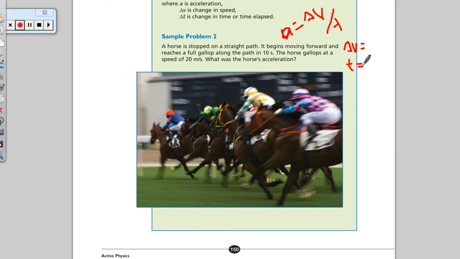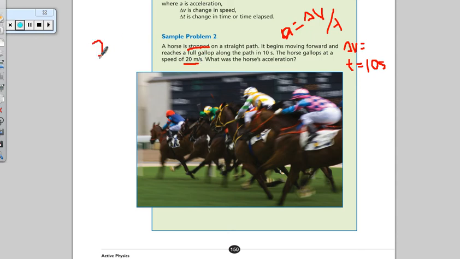So let's read the sentence here. It says it begins moving forward, is stopped on a straight path. Okay, so we know it starts at 0 if it's stopped. Begins moving forward and reaches a full gallop along the path in 10 seconds. Alright, so they just gave us the time. The horse gallops at a speed of 20 meters per second. Okay, so it started out at 0 because it was stopped. It got up to 20.